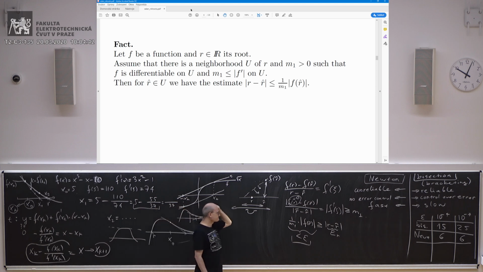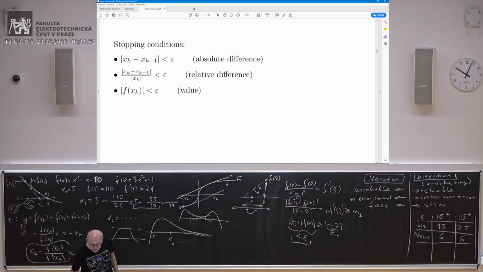Well, we guess. So what people do, there are 3 traditional stopping conditions. Let me put them here. The first stopping condition is the absolute difference. When you calculate the next approximation x_k, you ask how much it differs from the previous one. And if they differ just by a little bit, you can get optimistic and you can say, okay, so I'm probably close to the root. But of course, that need not be true, unfortunately. But it's probably the most popular stopping condition.